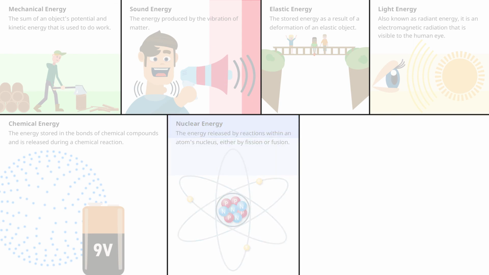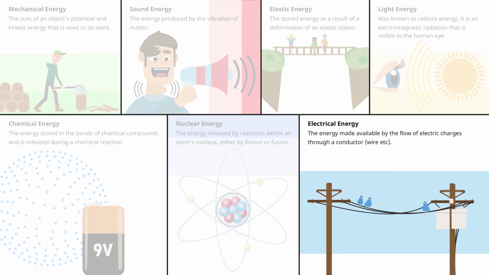And the last type of energy we will introduce you to is electrical energy. This one you're probably quite familiar with, as you yourself use it daily. Electrical energy is the energy made available by the flow of electric charges through a conductor such as a wire.